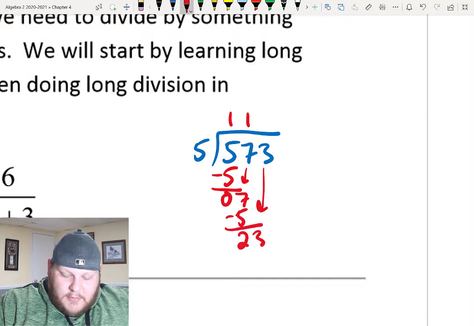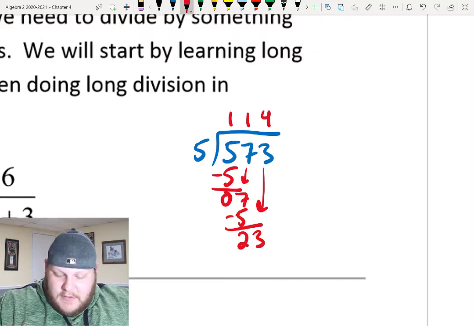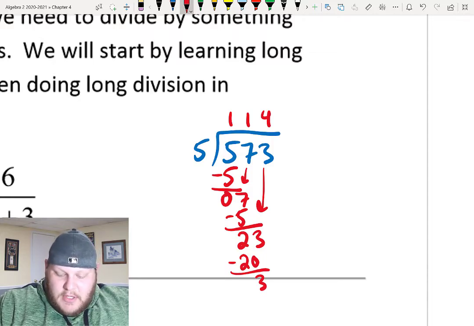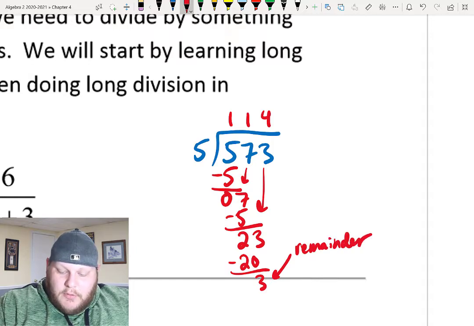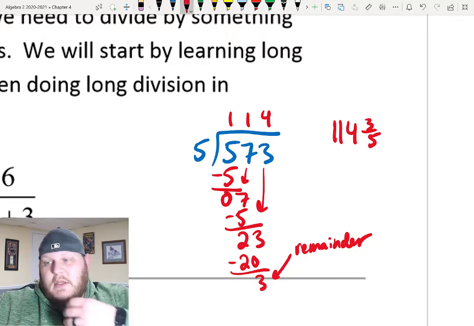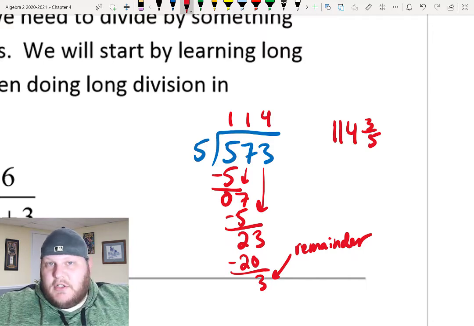And then I drop that next term down, which is a 3. So now the closest thing I can get with 5 is times 4. Right? 5 times 4 is 20. Subtract going down, and I have 3 left over. I don't have anything else to drop down, so this ended up being my remainder. So we would write this as 114, and 3/5. If I was not going to say it's just a remainder of 3, but wanted to put it as a fraction, I put it over what I was dividing by, 3/5.